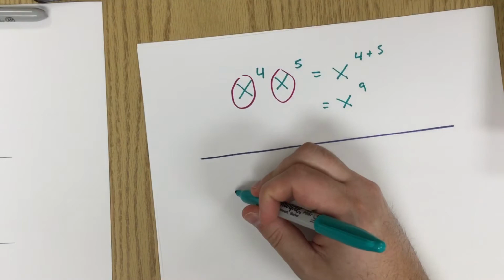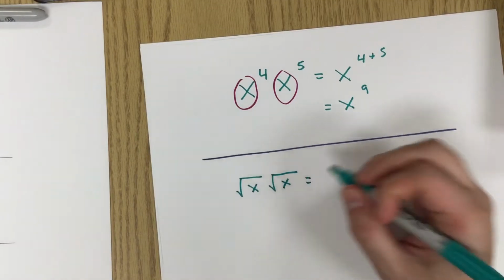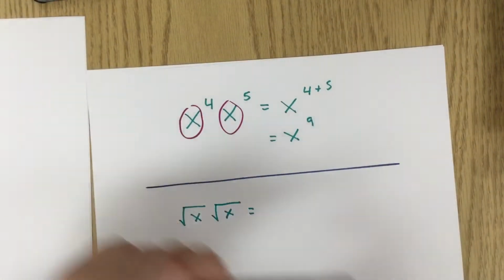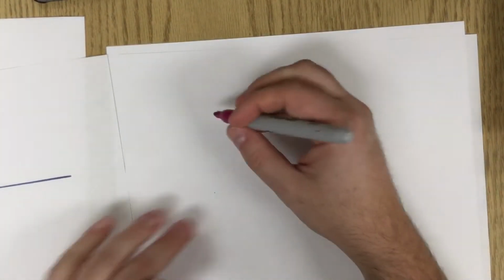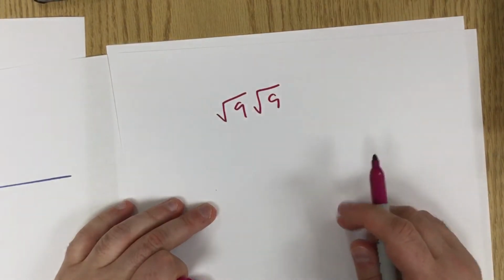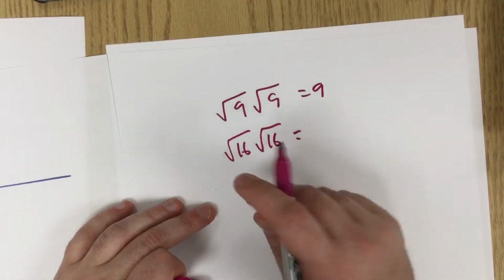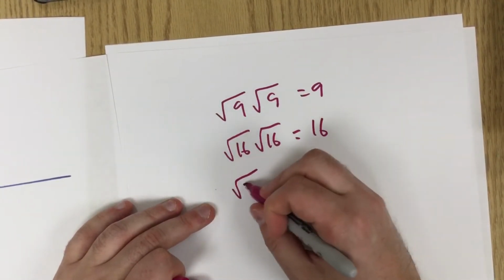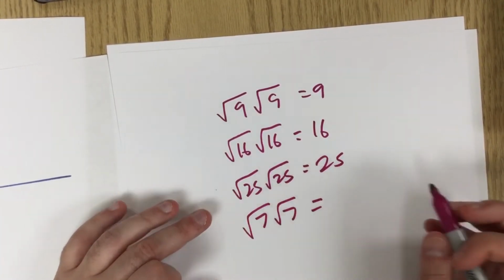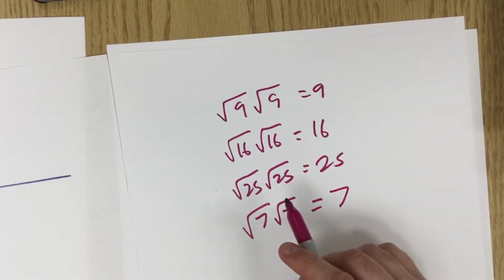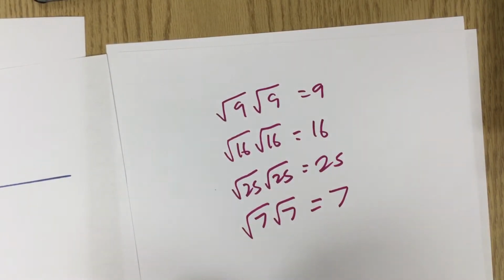Let's say we had root x times root x. So the square root of x times the square root of x, if we're not sure, let's quickly remind ourselves. The square root of something times itself, so root 9 times root 9 is 3 times 3, which is 9, and root 16 times root 16 is 4 times 4, which is 16, and so on. And not as obvious, root 7 times root 7 is going to be 7, because square root means what multiplied by itself gives us 7, and now multiply it by itself, and that will give us 7.